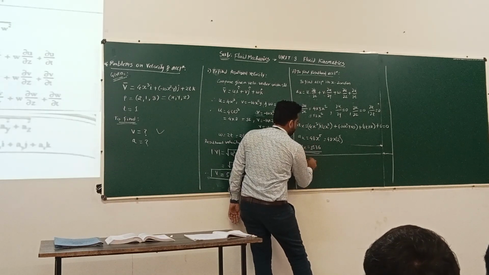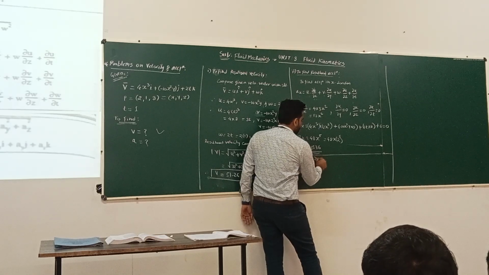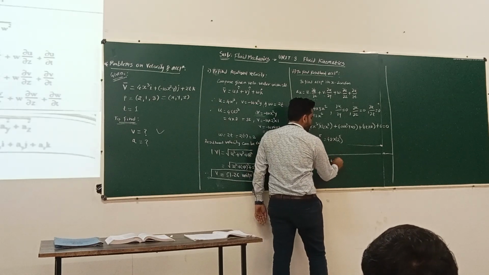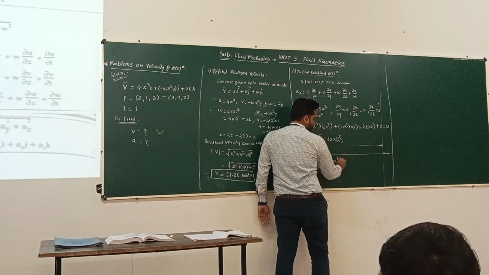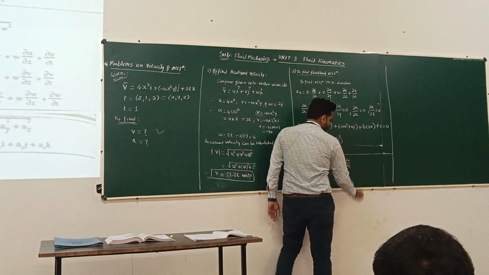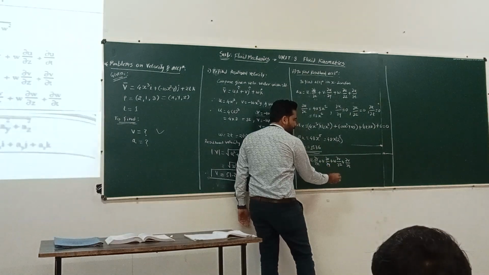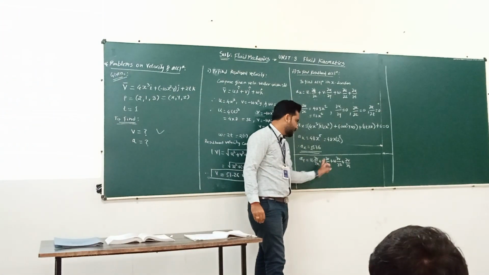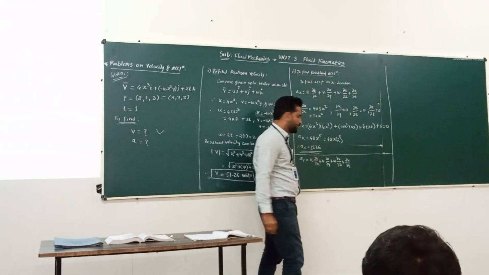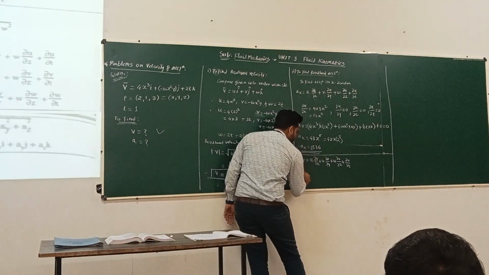ay is equal to u into dv upon dx plus v into dv upon dy plus w into dv upon dz plus dv upon dt. That is the local acceleration. So firstly solve dv by dx, dv by dy, dv by dz and dv by dt: the derivatives of v with respect to x, y, z and t.